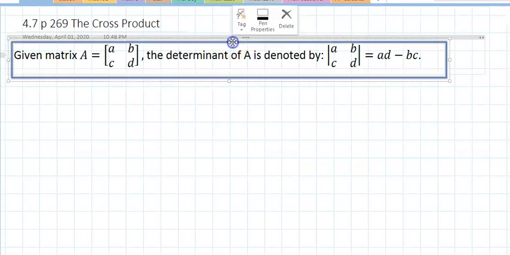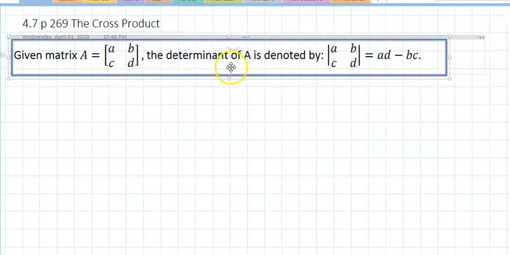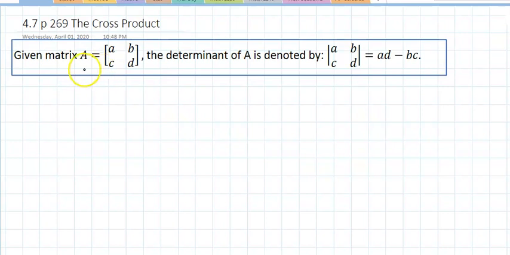So there we go. If I look at a matrix consisting of 4 entries, the determinant of the matrix is the product of those minus the product of those.